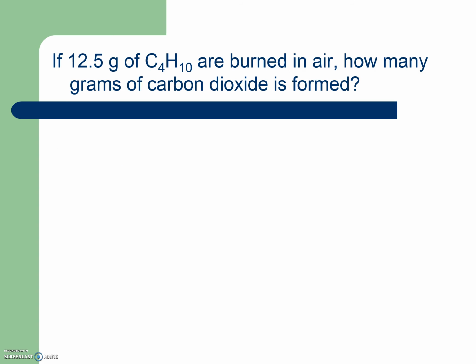And so looking at a problem, we have a series of steps. So a problem will look like this. It'll say, if 12.5 grams of C4H10 are burned in air, how many grams of carbon dioxide is formed? And that's the type of question you'll solve. There's 5 steps that you need to go through with any question. Sometimes I give you some of the steps, sometimes I don't.